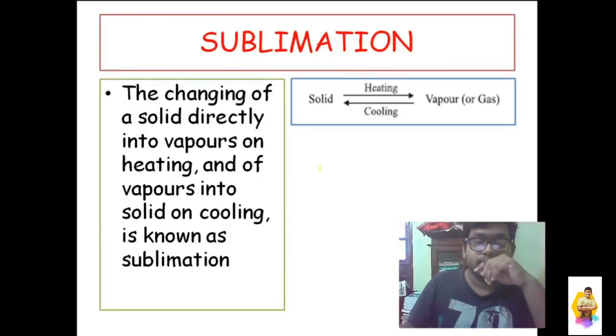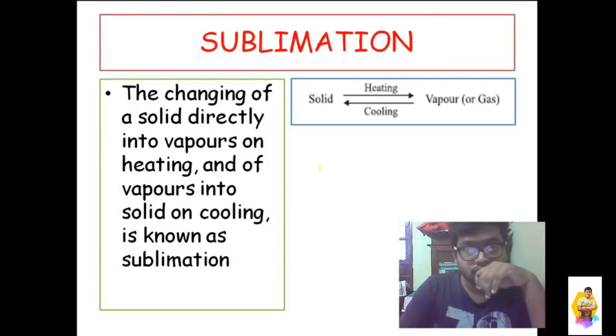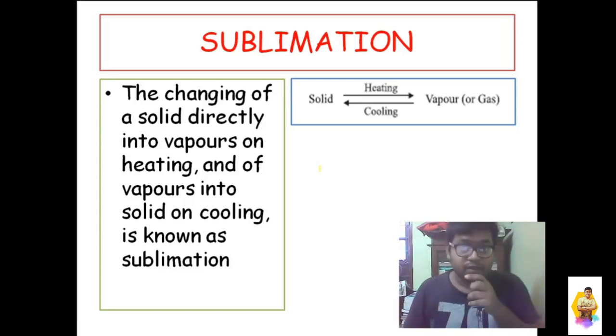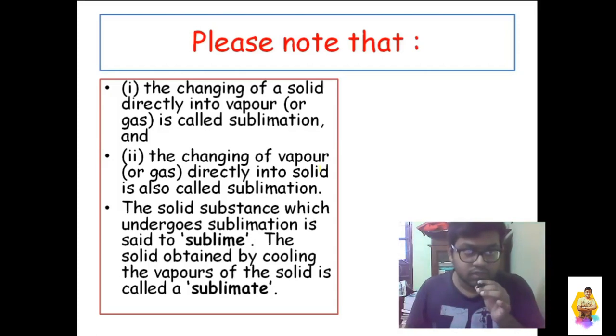Now sublimation. What is sublimation? Sublimation is nothing but the conversion of solid to vapor, direct conversion. That means the solid will directly go into vapor state, or similarly vice versa, the vapor can be converted back into solid directly. So this type of process is called sublimation. You have to note that the changing of solid directly into vapor or gas is called sublimation. The changing of vapor directly into solid is also called sublimation, which I have already told.